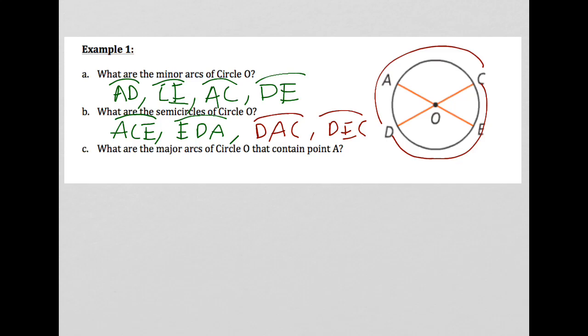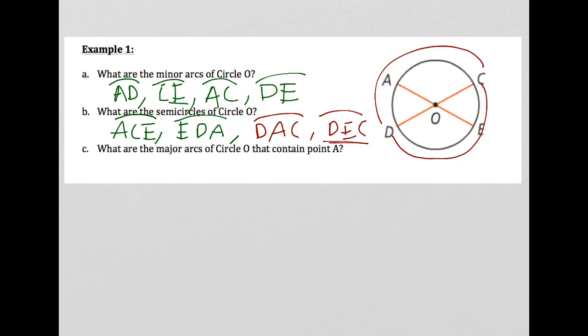Now, if you wrote this, for instance, as CED, that would be the same thing as DEC, so long as the two endpoints are the same, but they could be in a different order, and it still would be correct. All right. So those are the semicircles.